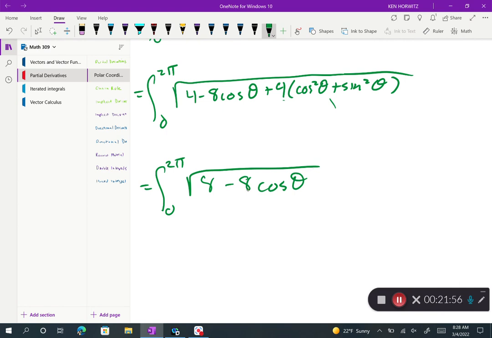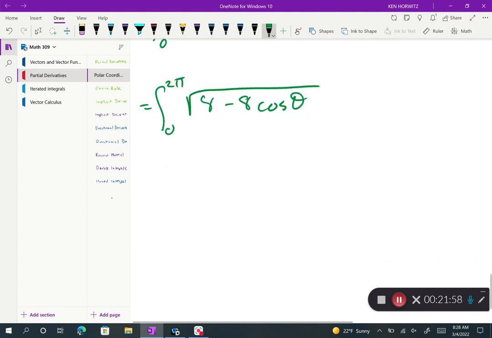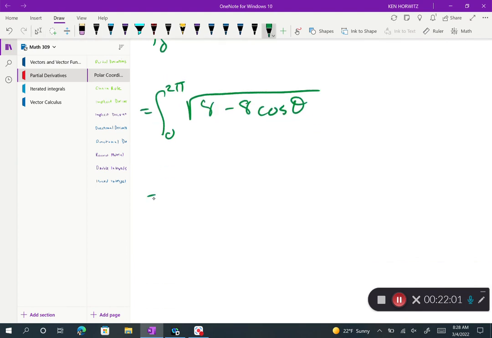All right, now I can pull the 4 out of my square root symbol, can't I? Right, so I'm left with 2 radical 2, the integral from 0 to 2 pi of the square root of 1 minus cosine theta. So you see, doing some algebra to work this down a little bit is indeed helpful. All right. So now this integral is a little bit tough. So we're going to think a little bit.